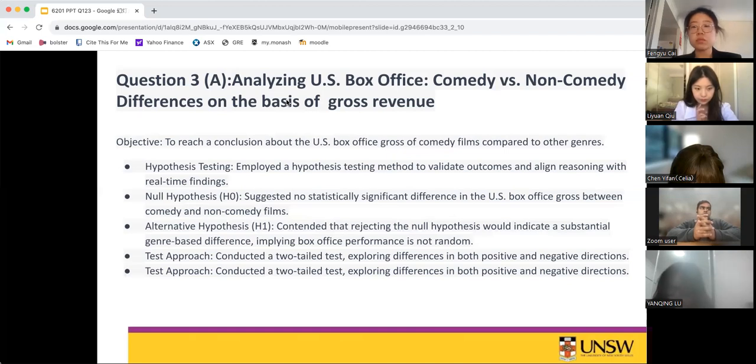The test was conducted as a two-tailed test, allowing for exploration of differences in both positive and negative directions, recognizing that comedy films could either surpass or fall behind non-comedy counterparts.